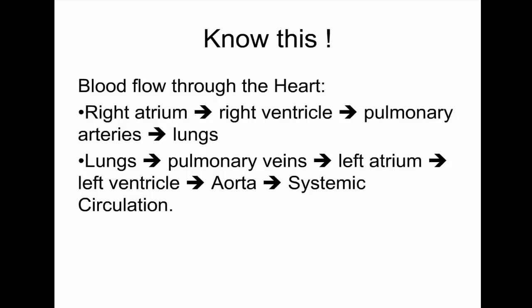You will need to know this sequence: blood comes into the heart via the right atrium, goes down to the right ventricle, goes off to the lungs via the pulmonary arteries. The blood then returns from the lungs via the pulmonary veins to the left atrium, goes down to the left ventricle, off to the aorta, off to the systemic circulation.